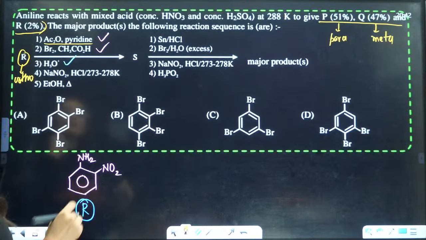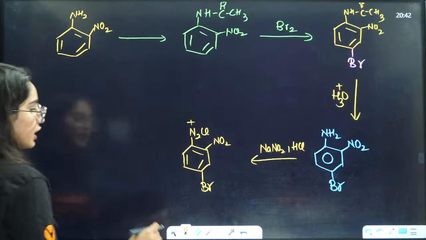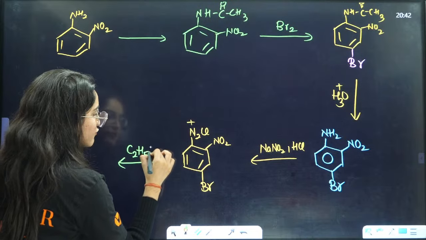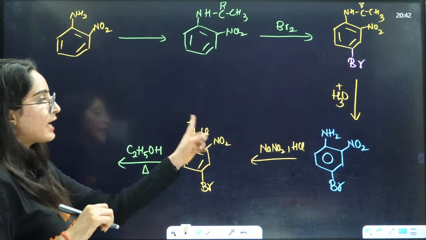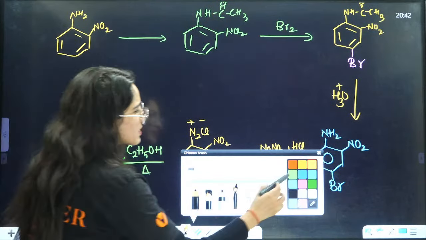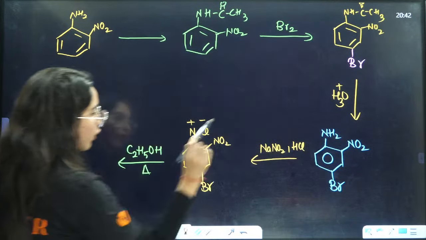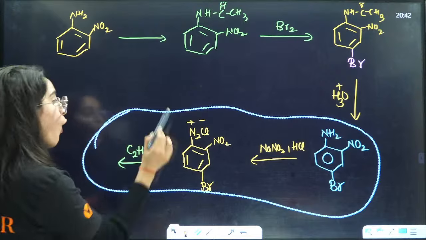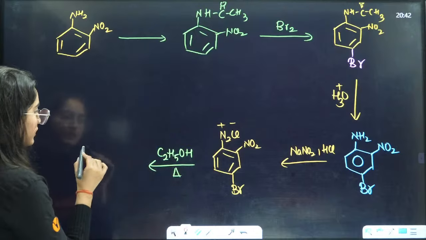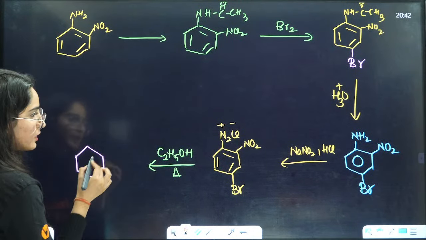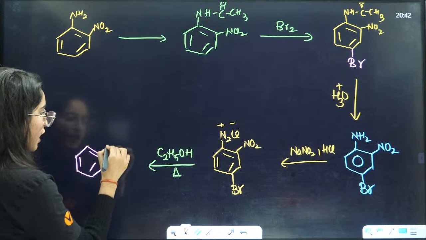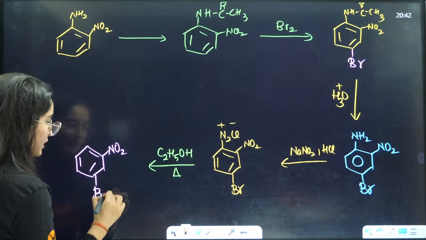After that, you are adding ethanol. Now, can anybody tell me, I have told you this in the previous question as well. When you add C2H5OH and heat it, this N2Cl negative will be replaced by hydrogen. So basically, you need to have the knowledge of all the reactions. If you know all the reactions of this chapter, then you will be able to answer everything. It's just that it is time consuming. So N2Cl is replaced by hydrogen, and hence you have the formation of NO2 here and Br.